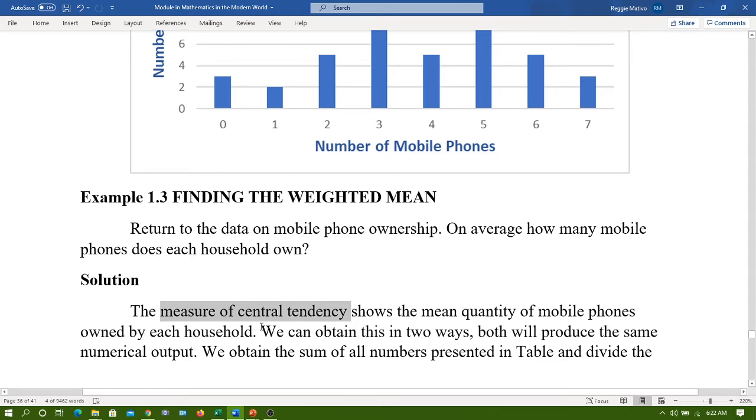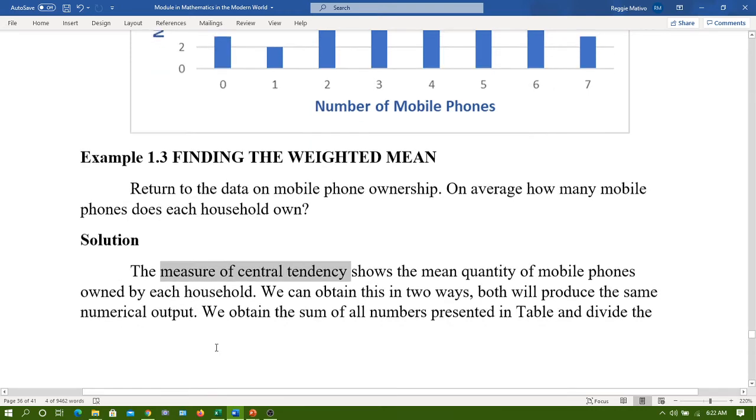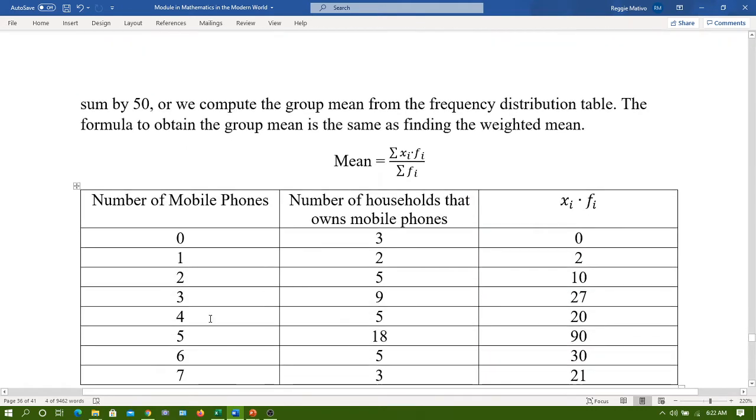So we can obtain this in two ways. Both will produce the same numerical output. The first is the one I said. You add all of those values, 50 of them, and then divide by 50. But we can use the weighted mean. This is the second way.